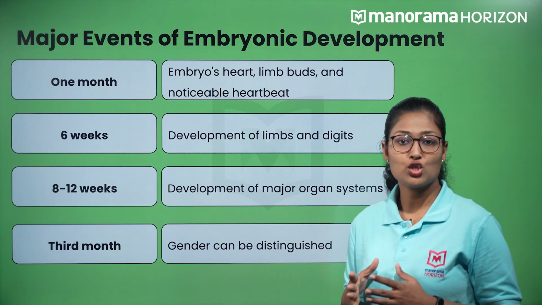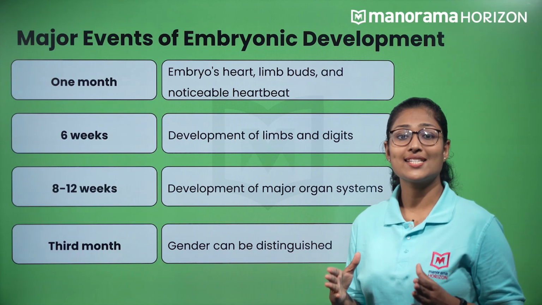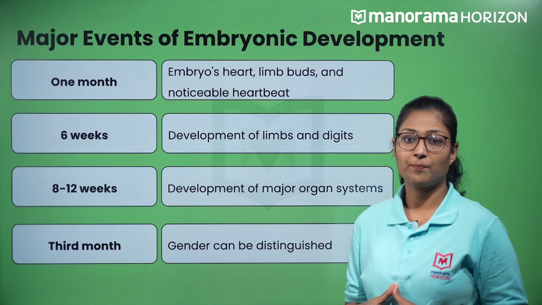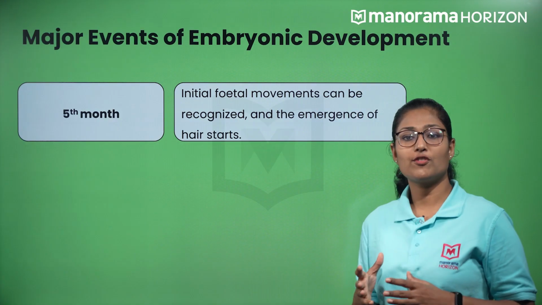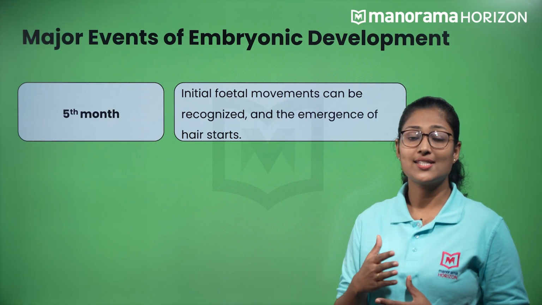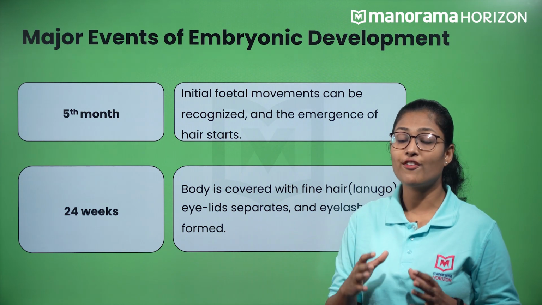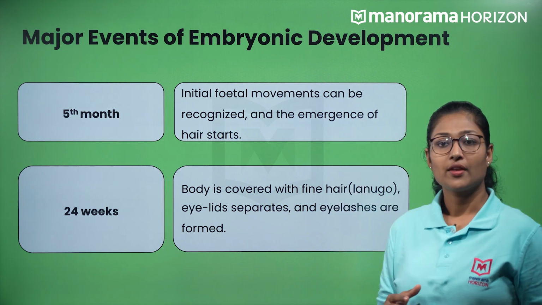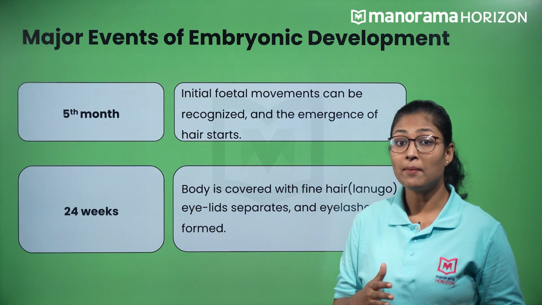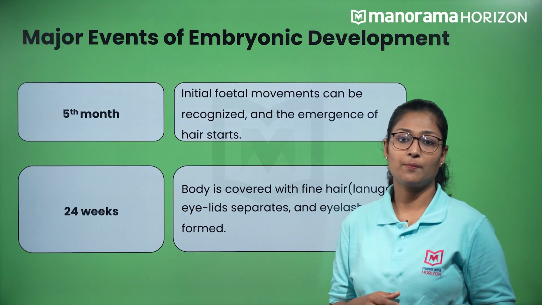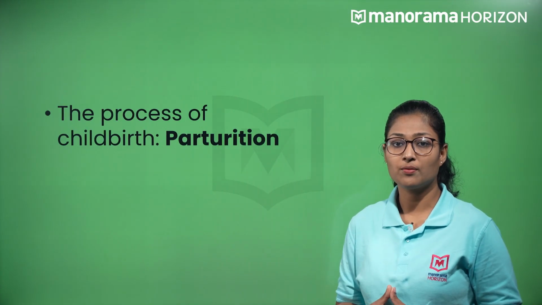By the third month or 12 weeks, the gender is distinguished by ultrasound, as the external genitals are well developed. The fetal movements are felt by the mother in the 5th month of the pregnancy. By the 6th month or the 24 weeks of pregnancy, the body is covered by fine hairs called lanugo. The fetus opens its eyes in the 7th month. By the 9th month, the fetus is ready for birth. Do you know that the process of childbirth is called parturition?